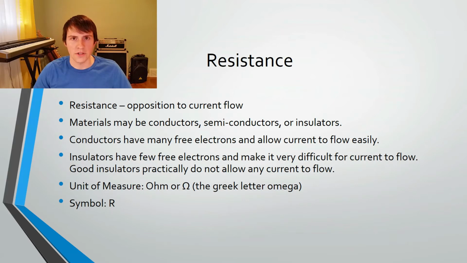The last one we're going to talk about is resistance. Resistance is the opposition to current flow. Materials can be considered conductors, semiconductors, or insulators. Conductors have many free electrons and allow current to flow easily. On the other hand, insulators have few free electrons and make it very difficult for current to flow. Good insulators practically do not allow any current to flow.